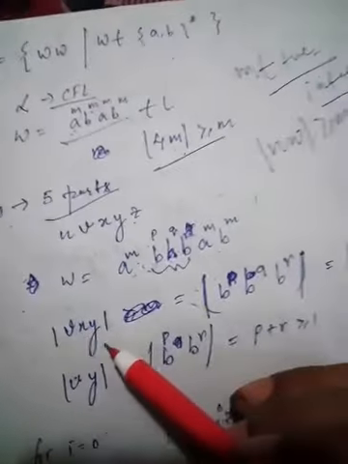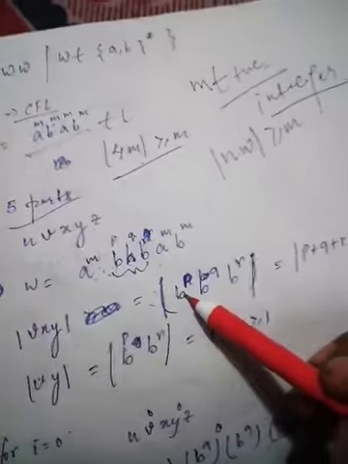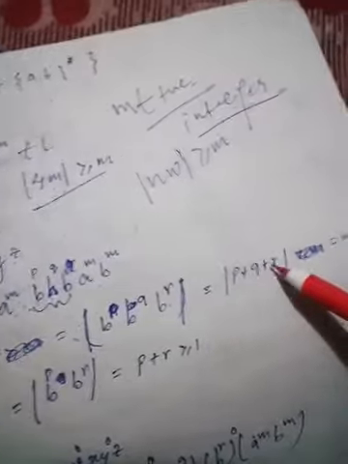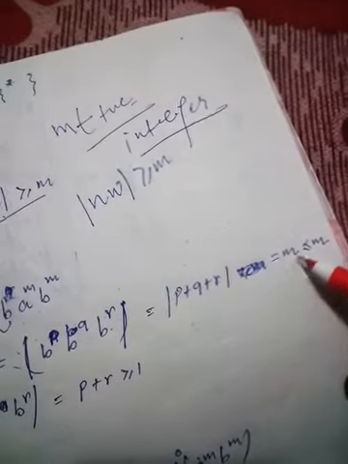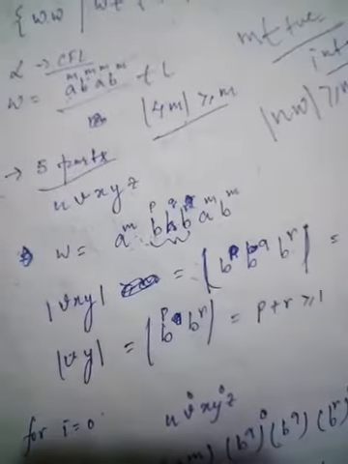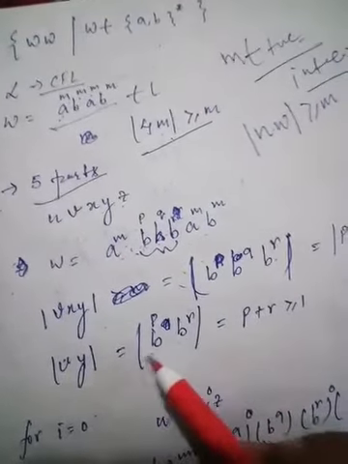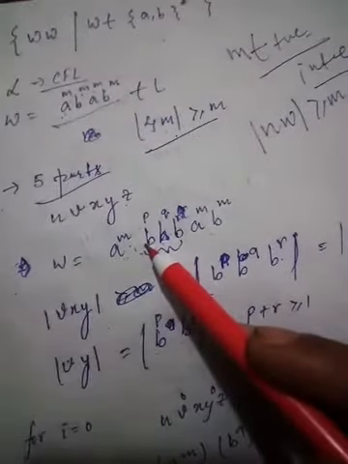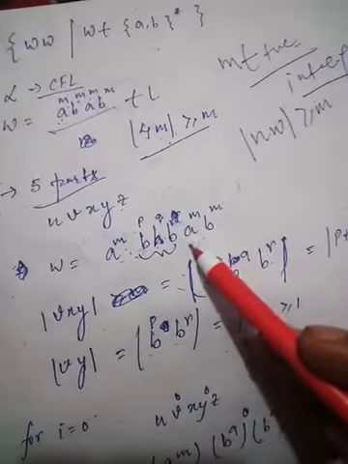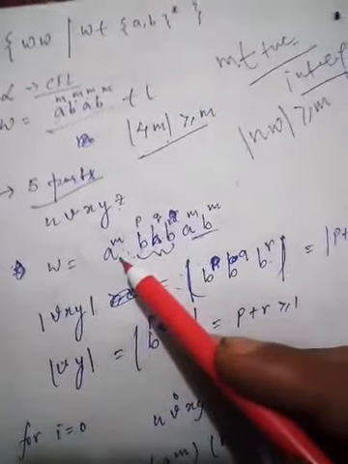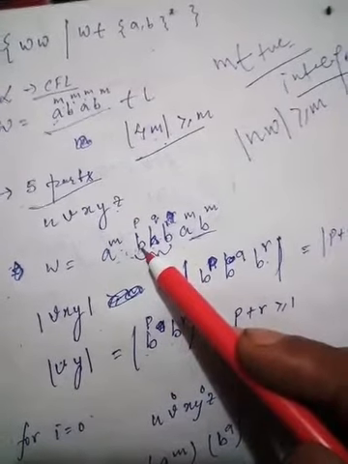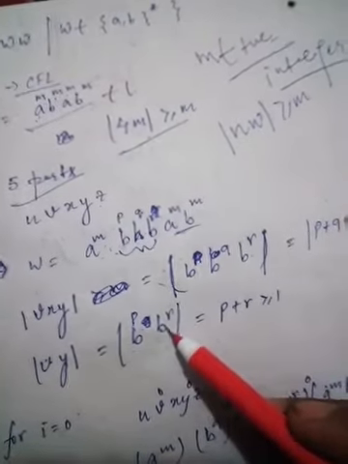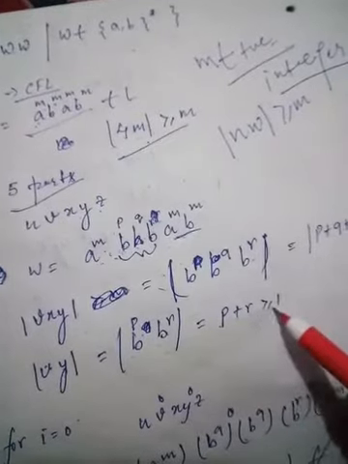So the mod of vxy will be the mod of b^p b^q b^r, where p, q and r. So p plus q plus r will be m, which is less than or equal to m. So now mod of vy will be b^p and b^r. Why? Because as you can see here, u, v, x, y, z, the whole is z. So u, v is this, and x, y, so we are having p and r. So p plus r is greater than or equal to 1.